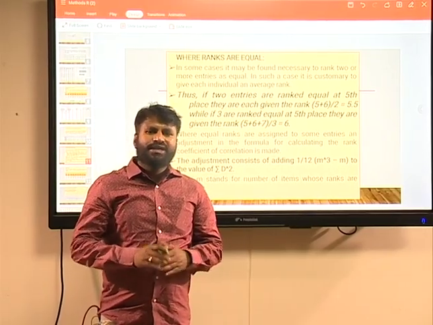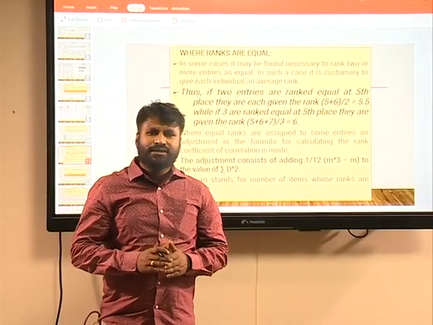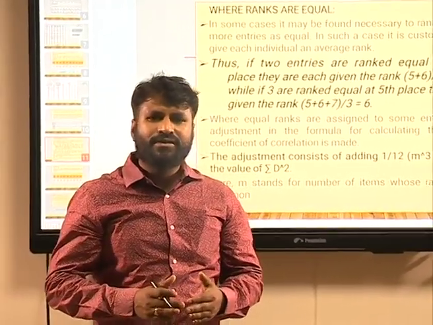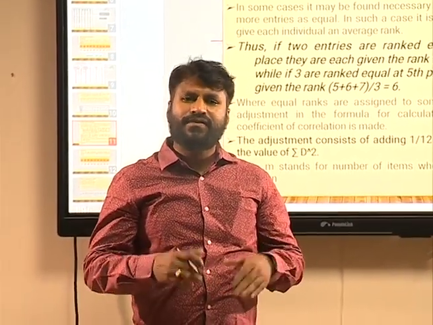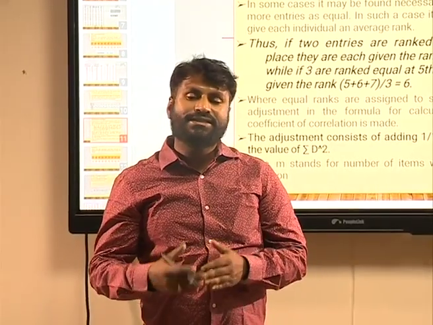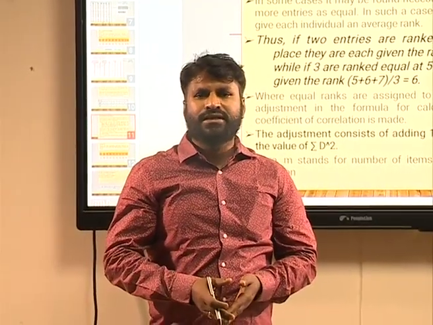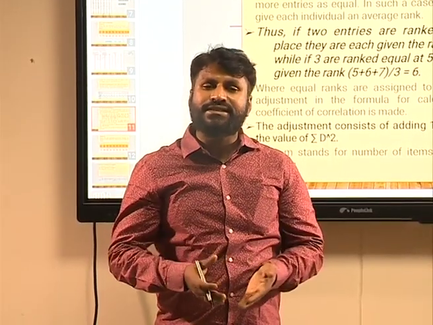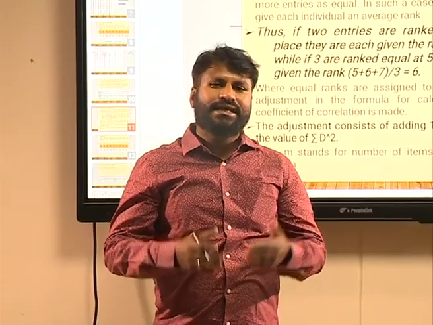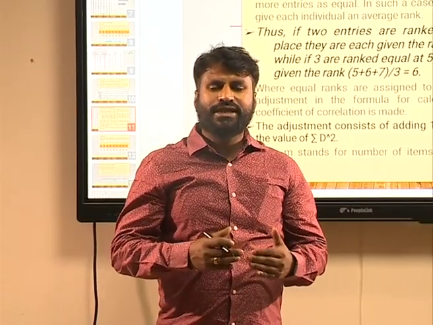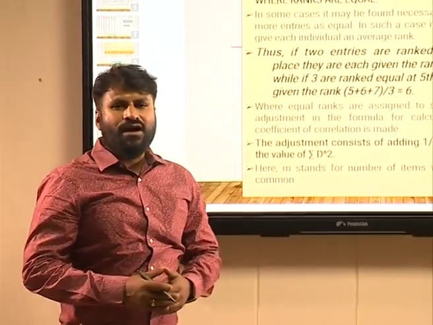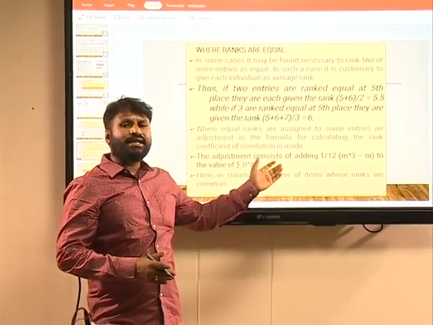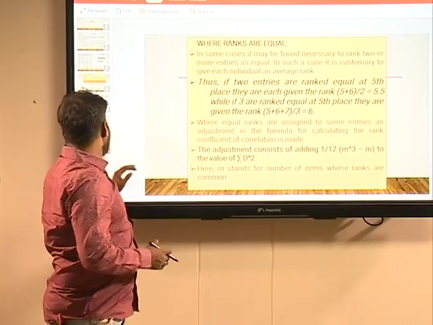As of now, we discussed the Spearman rank correlation. When the ranks are given, that is the first method we calculated. Second method, when the ranks are not given and only the data set is given, we assign the ranks and calculate the correlation. Third method, according to Spearman rank correlation, is when the ranks are equal. How do we calculate the correlation in that case? In the third method we are going to discuss that.